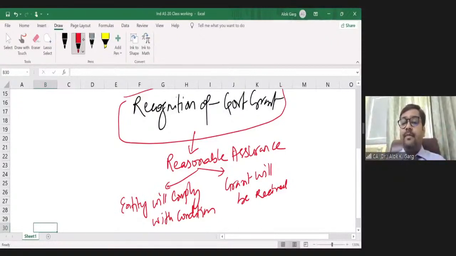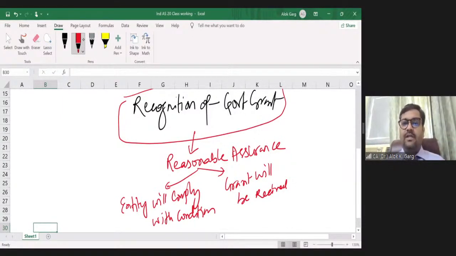Sir, the entity has already complied with the conditions. Then, of course, if the entity has already complied with the conditions in the past, and it is reasonably certain that the grant will be received, in that case it can be recognized as a grant in the books of accounts, even on an accrual basis. So receipt is not important, guys. Sir, the government has given money in advance, so we have received the money. Can we recognize a government grant?